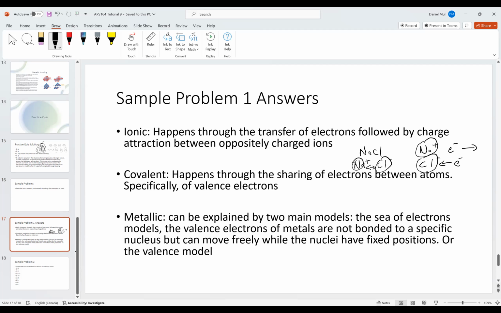And then covalent happens through the sharing of electrons between atoms, specifically valence electrons. So we could even just say something like this.